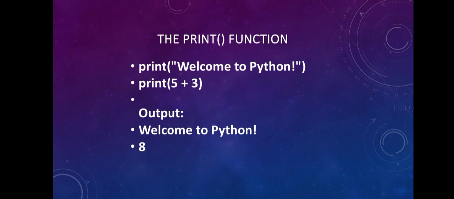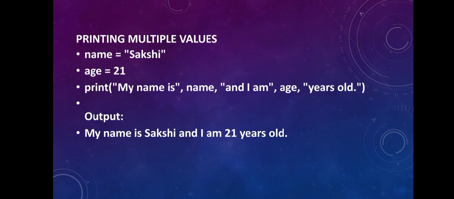We see here print in round brackets in double quotes, "Welcome to Python." Next line, print 5 plus 3. The first line displays text. The second line displays the result of the calculation. Remember, if it's text, it must be inside quotes. Numbers can be written directly without quotes.